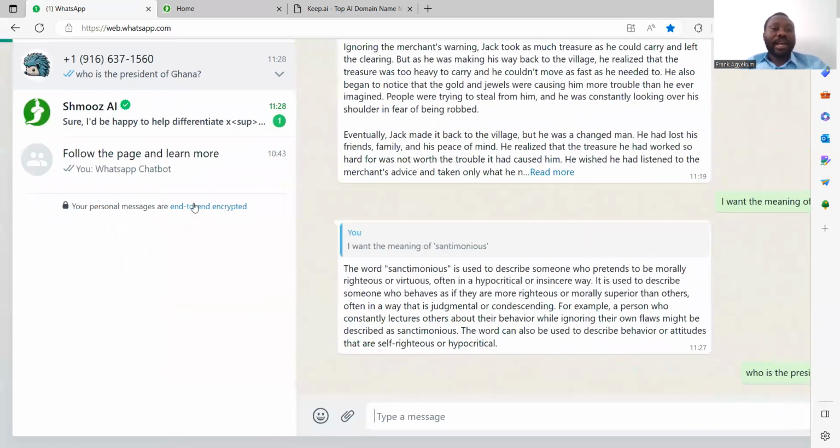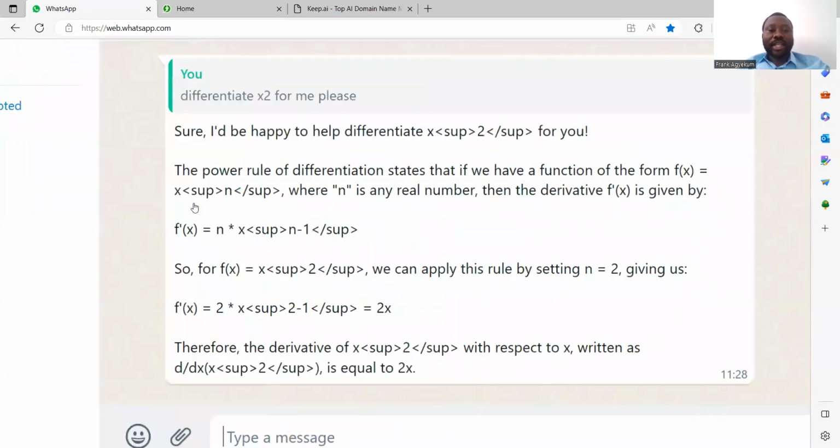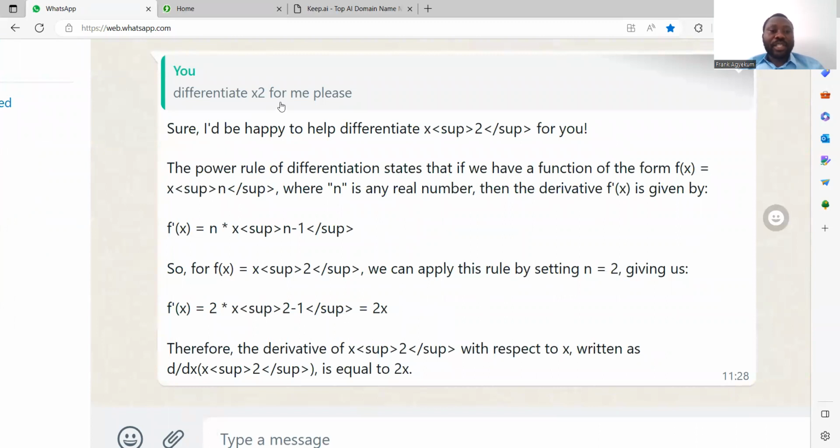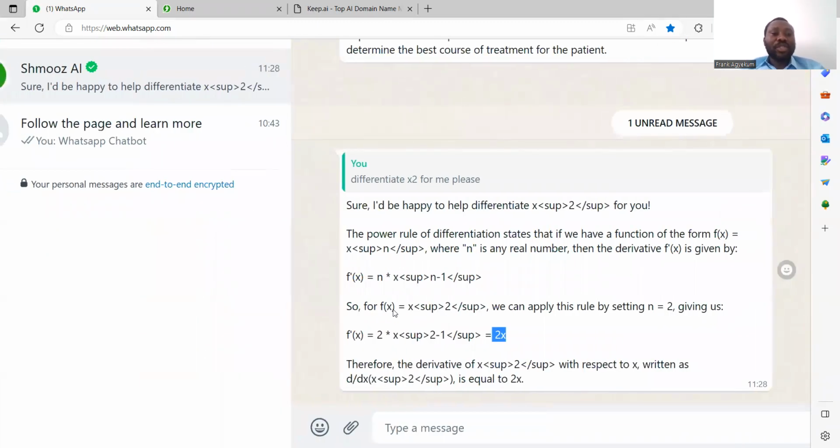Let's go to Shmooz-ai. It solved, it differentiated the S square. Okay, it differentiated the S square. Differentiation gives you 2x. Correct. Perfect. So very easy to use artificial intelligence, to solve most of your questions for you.